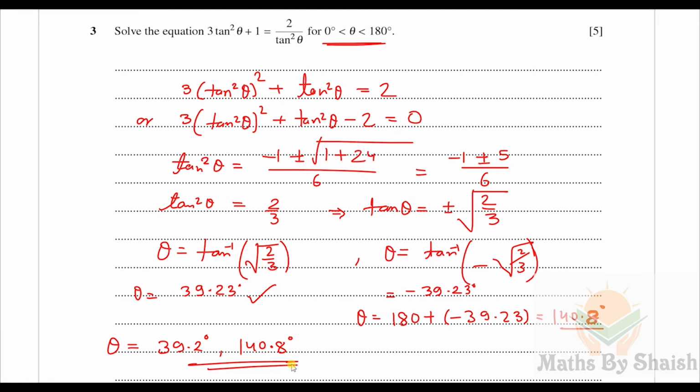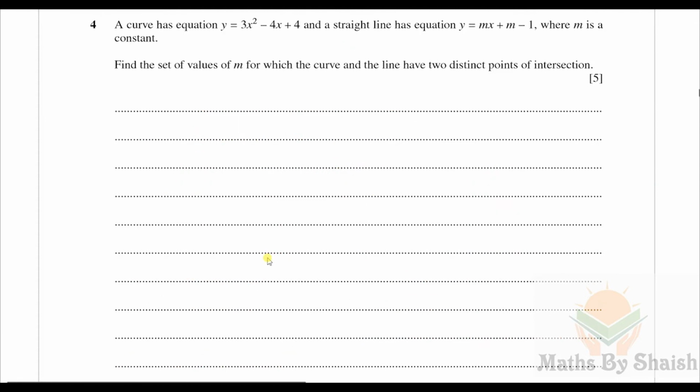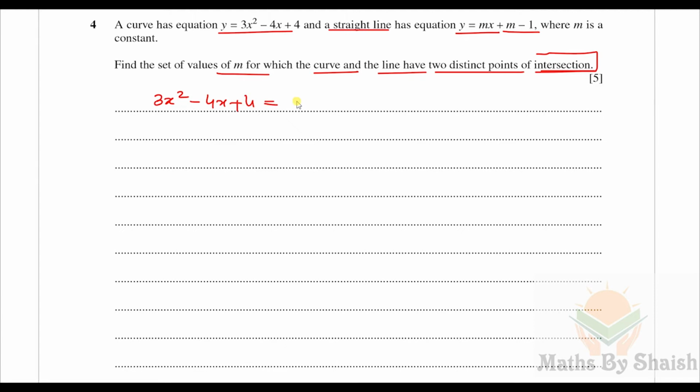Question number 4. A curve has equation y is equal to 3x square minus 4x plus 4, and a straight line has equation y is equal to mx plus m minus 1, where m is a constant. Find the set of values of m for which the curve and the line have two distinct points of intersection. So whenever we have to solve for a point of intersection, we are going to equate them. So we will get from here 3x square minus 4x plus 4 is equal to mx plus m minus 1.